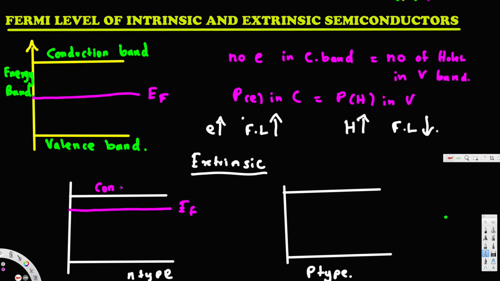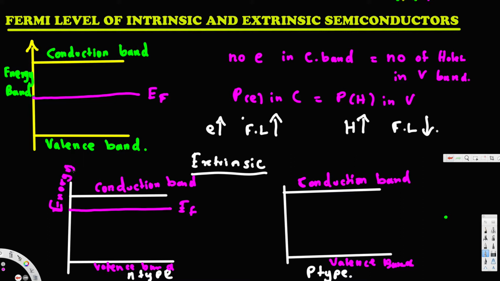And this is the conduction band, and this is the valence band. Same thing for this one, conduction band, and this is the valence band. And this is the energy axis on both diagrams. Now for N-type, our Fermi level is right here.